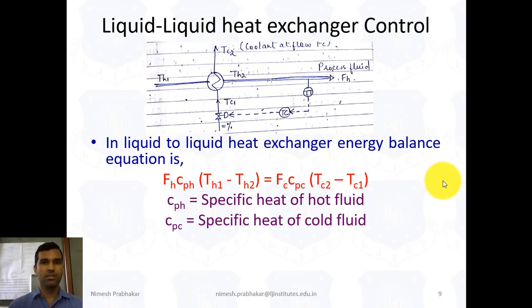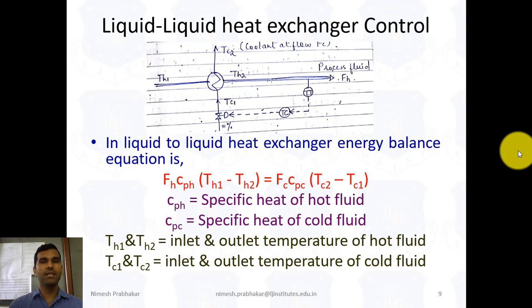In this equation, CPH and CPC: CPH represents the specific heat of the hot fluid and CPC represents the specific heat of the cold fluid. Same as TH1 and TH2 represent the inlet and outlet temperature of the hot fluid, and TC1 and TC2 represent the inlet and outlet temperature of the cold fluid. And here FH and FC represent the flow of hot and cold fluid.